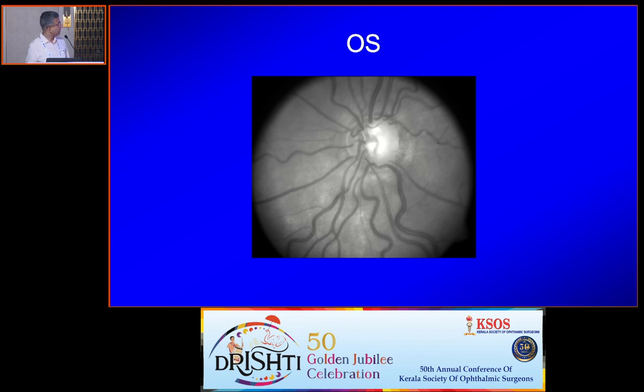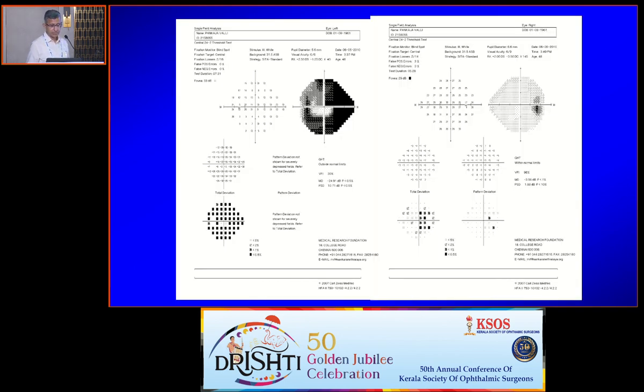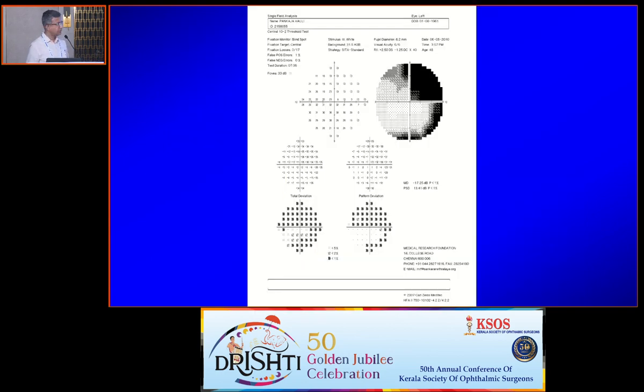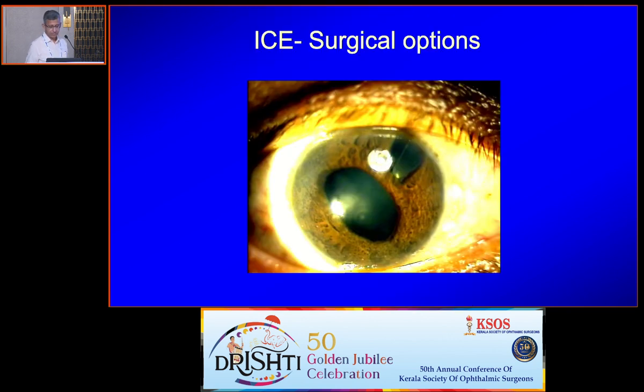This is what the disc looks like in the left eye, fairly tortuous vessels. This is what the field looks like in the left eye. And what I just showed you is a very, very rare bilateral presentation. In both eyes the endothelial changes were low. It's a very rare presentation, but you can keep in mind that it can occur sometimes.